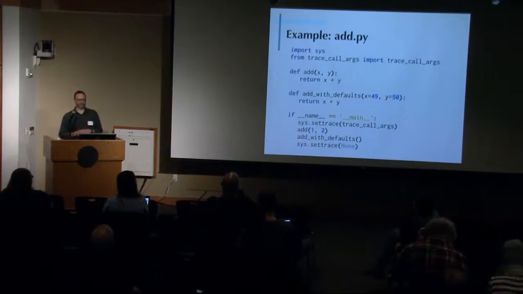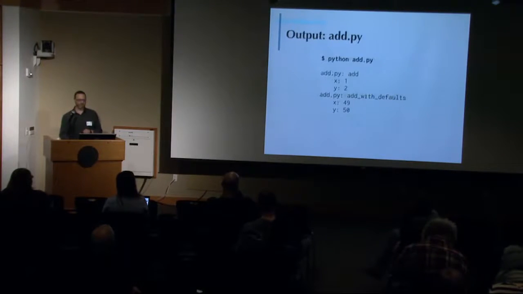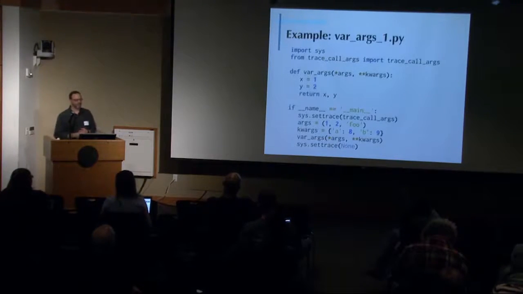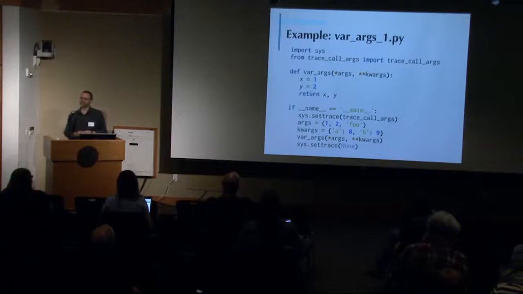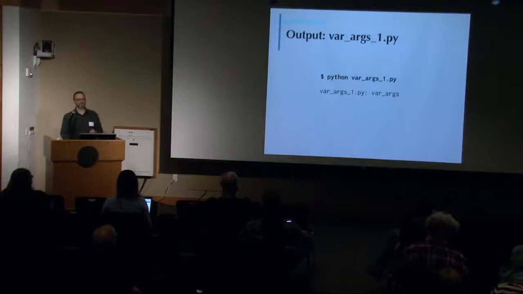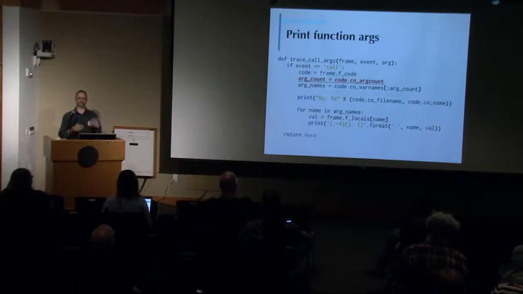So here we've got two different functions. One that takes an x and y argument, the other one, same x and y, but it has default values. And when we use our trace call args tracing function, we can see that we're able to pick up both. There's another way that you could pass arguments into a function. You can pass a variable number of arguments and keyword arguments using the star args and star keyword args. If we use our same trace call args tracing function, this is the output that we get. Not quite as useful. For some reason, that doesn't work. So we have to go back to the drawing board and think of a different approach.